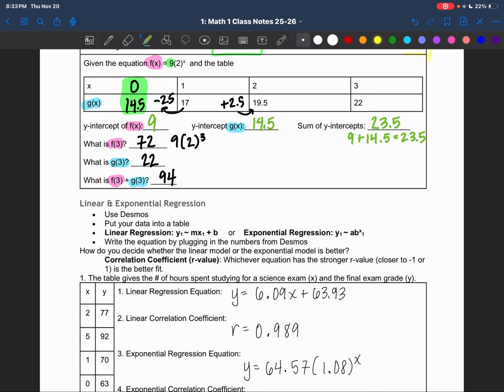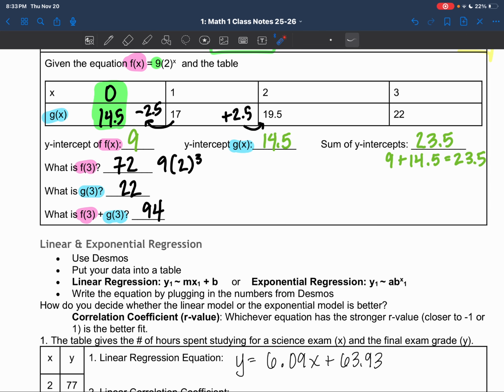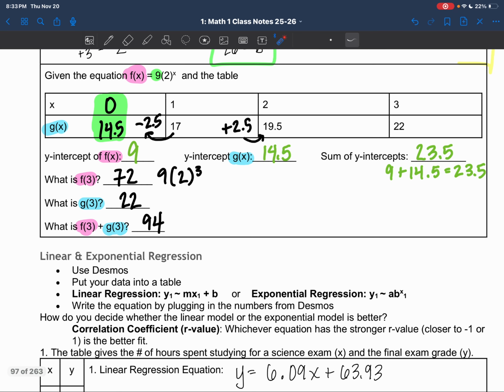On this next one, you are to do the table, and I already filled out the information for you. So it says, given the equation in the table, what's the y-intercept of f of x? F of x is 9. The y-intercept of g of x, well, we don't have it here, so we have to go backwards by subtracting. So if we added this way, we have to subtract this way. And we know we're adding or subtracting because it's the same amount each time. All right, so our y-intercept for g of x is 14.5.